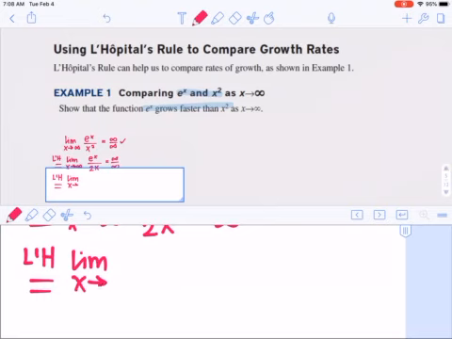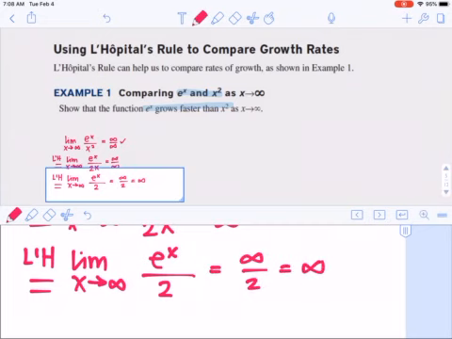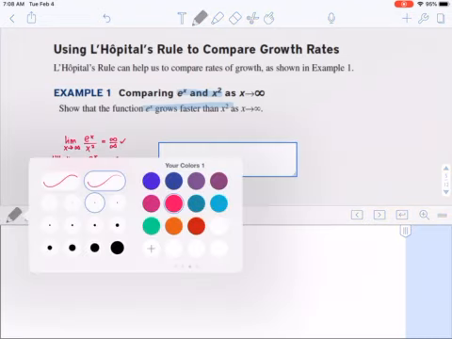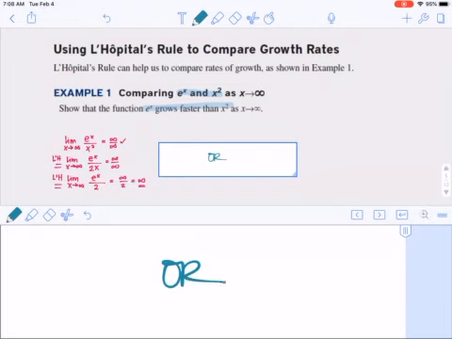Limit as x goes to infinity, e to the x, still its own derivative, on the bottom, 2. And this is the first time that if I plug in, I'm going to get infinity over 2, which is just infinity. This answer tells me that e to the x, which is the top function, grows faster than x squared. Okay. All right.